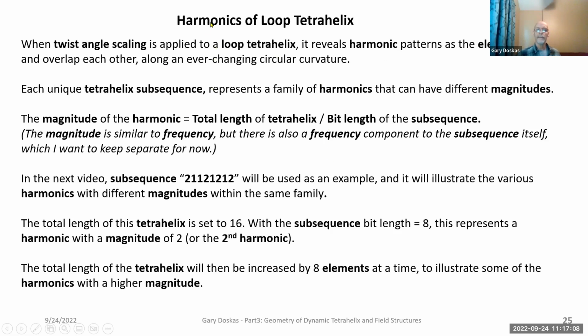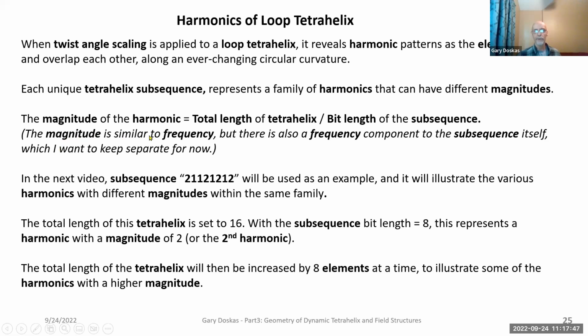Now here's a little bit more detail on what we're looking at in the harmonics. When the twist angle scaling is applied to a loop tetrahelix, it reveals these harmonic patterns as the elements align and overlap, and they move along this ever-changing circular curvature. Each unique tetrahelix subsequence represents a family of harmonics, and they can have a different magnitude. And the magnitude is equal to the total length of the tetrahelix divided by the bit length of the subsequence that was used to define it.